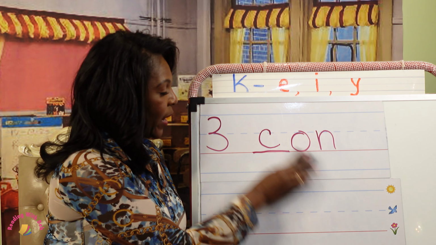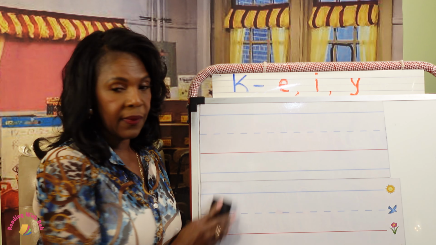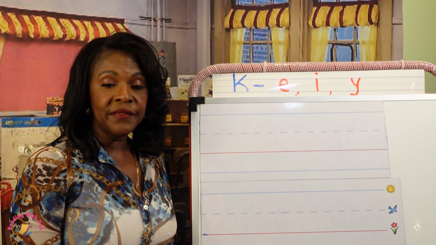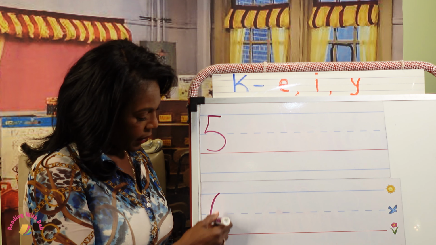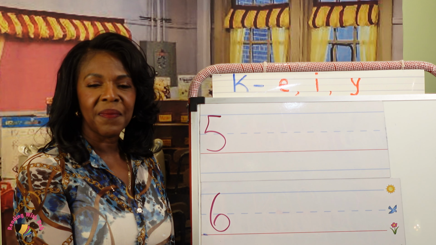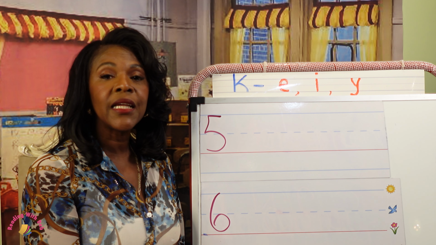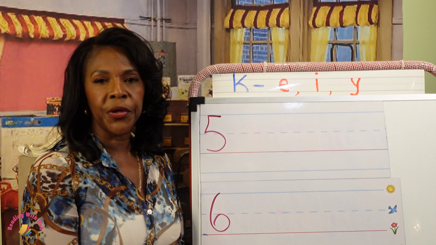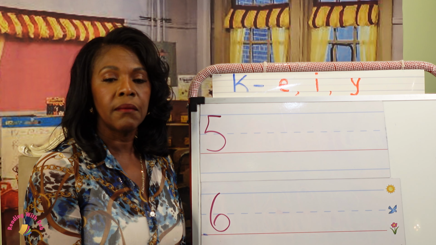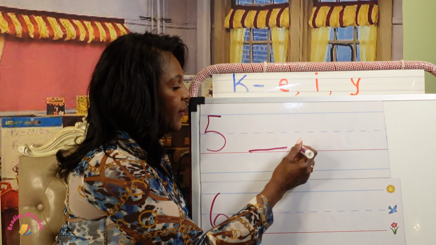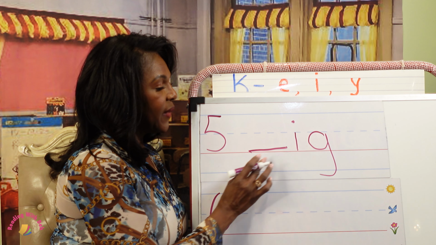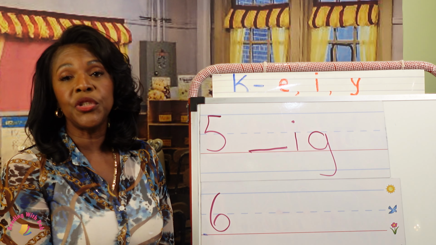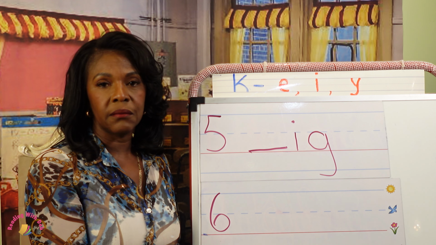We are going to need some more practice. Number 5 and number 6. Number 5, the word is keg. Made up word. Keg. I hear k, e, g. Keg. What are we going to use for the K sound?